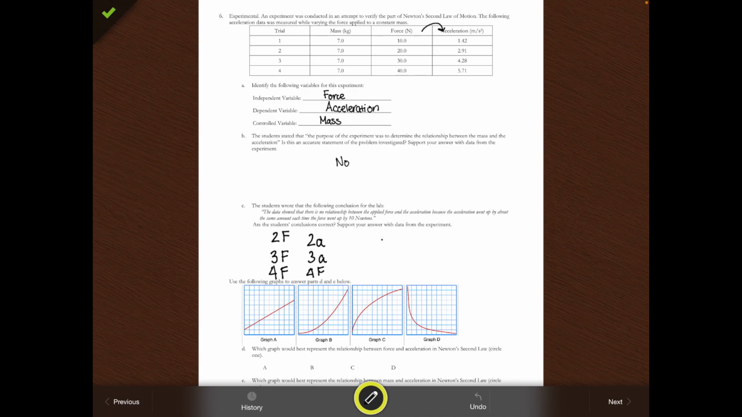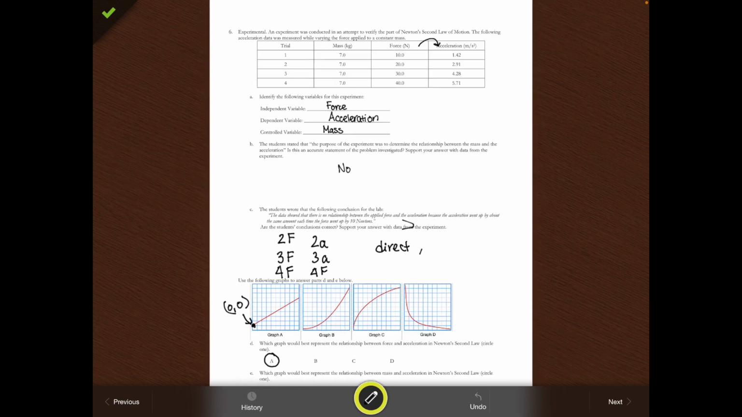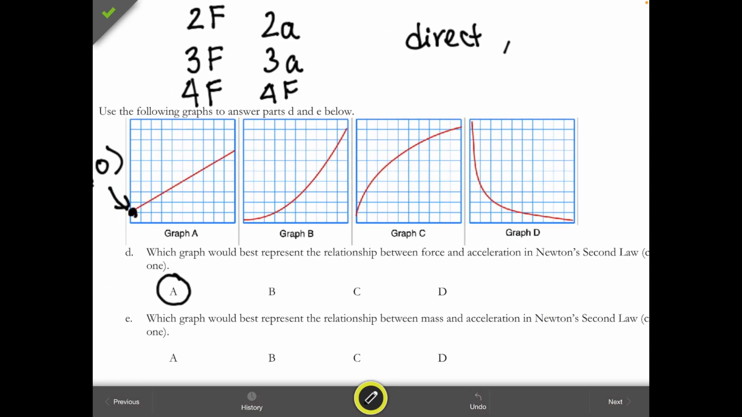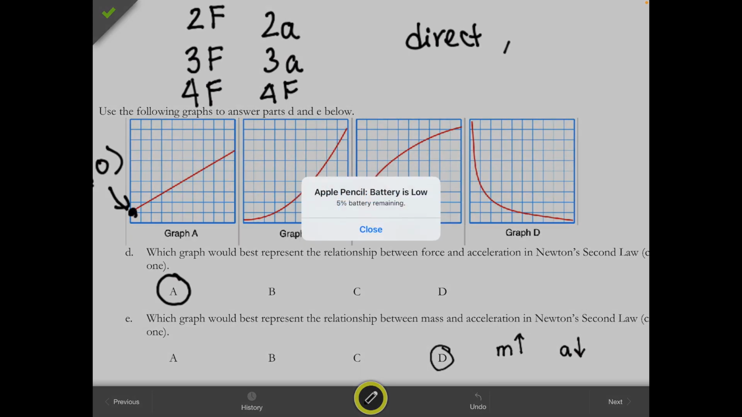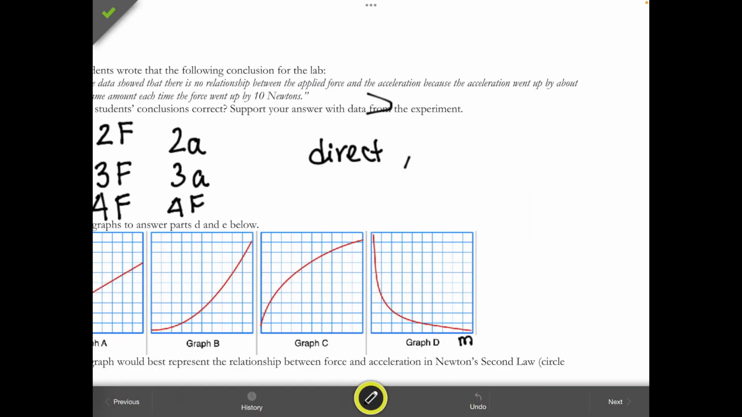This is a direct relationship. A direct graph starts at 0, 0 and increases with a constant slope. This makes sense because I should have zero acceleration for zero force. So graph A is the graph between force and acceleration. Well, mass and acceleration is different. Even without the experimental relationship in front of you, you should know that more massive objects have more inertia, and that prevents them from accelerating. Graph D shows the relationship between mass and acceleration.